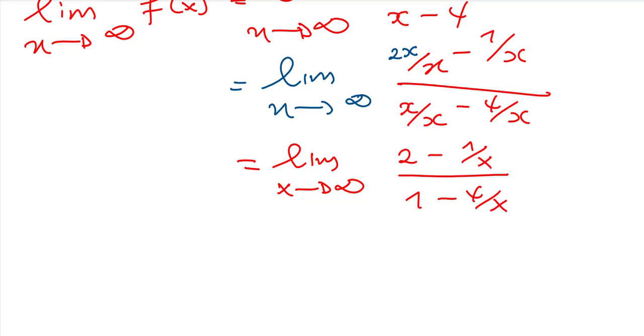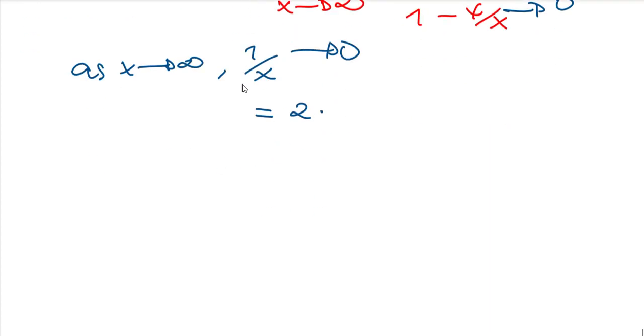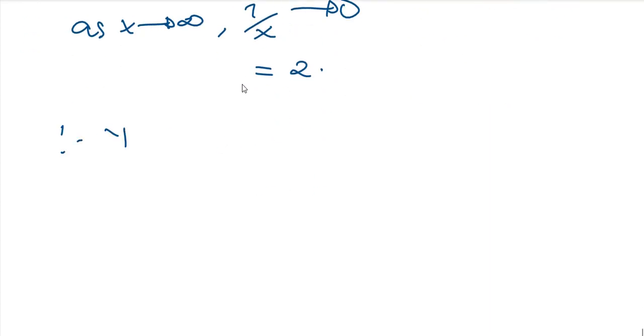Now we notice that as x becomes so large, 1 on x becomes so small. So it means 1 on x will turn to 0, 4 on x will turn to 0, so we'll be left with 2 on 1, which is equal to 2. So therefore y is equal to 2 is a horizontal asymptote.